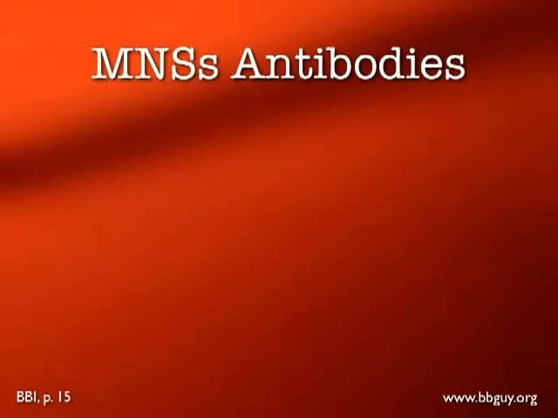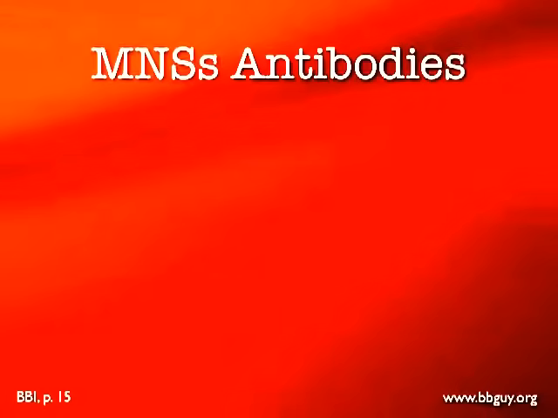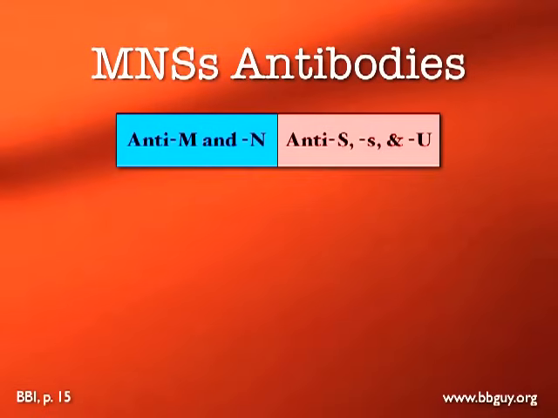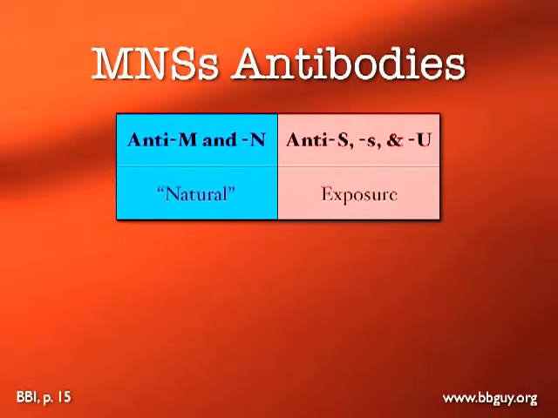The antibodies from these two different groups are actually somewhat different. In other words, when you think about the MNS system, you can kind of divide that down the middle. You have the M and N antibodies, and then you have the big S and little s antibodies, and they're almost completely different. Anti-M and anti-N tend to be naturally occurring, whereas big S, little s, and U antibodies require exposure.